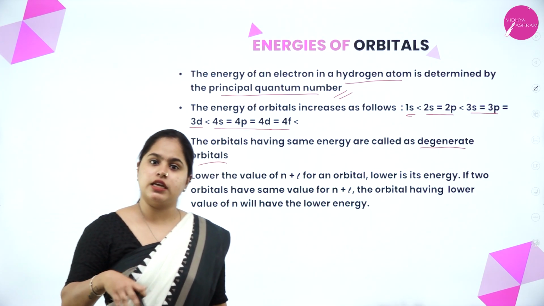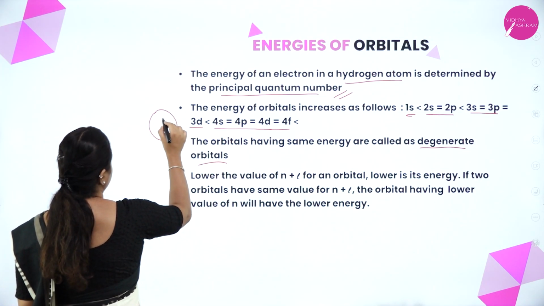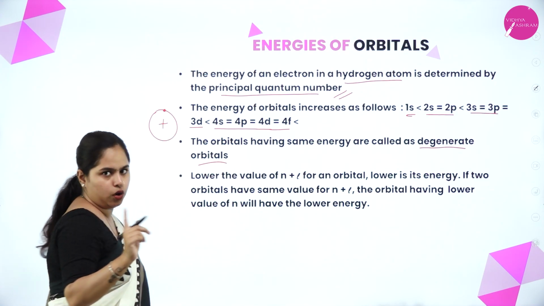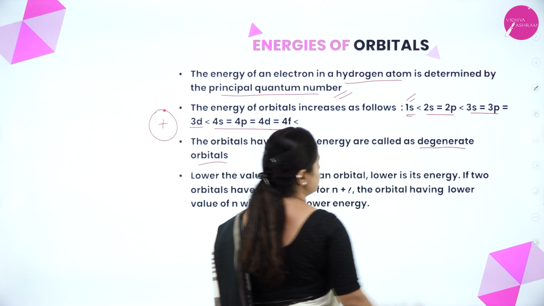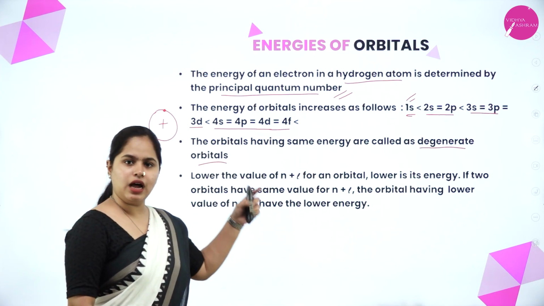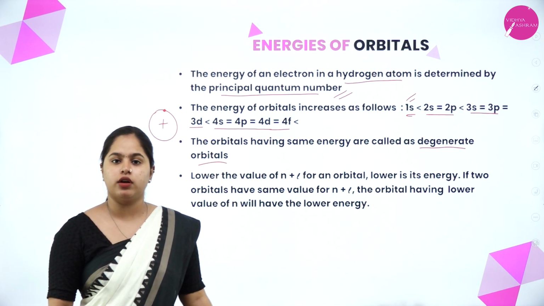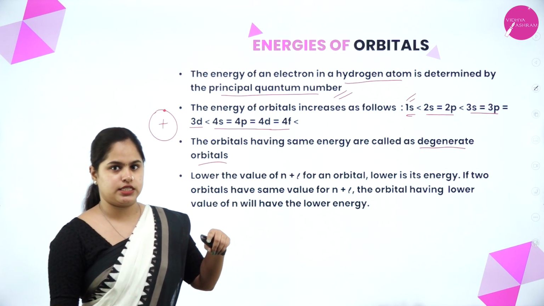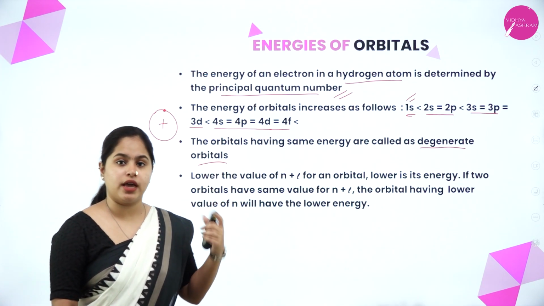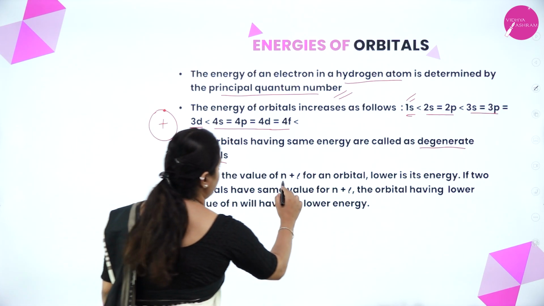But what happens in the case of other atoms? See, in the case of hydrogen, there is a nucleus and only one electron is present. So, only the 1s orbital comes into existence here. The others are actually not needed. But what happens in the case of multi-electron atoms? In that case, there will be a slight difference.